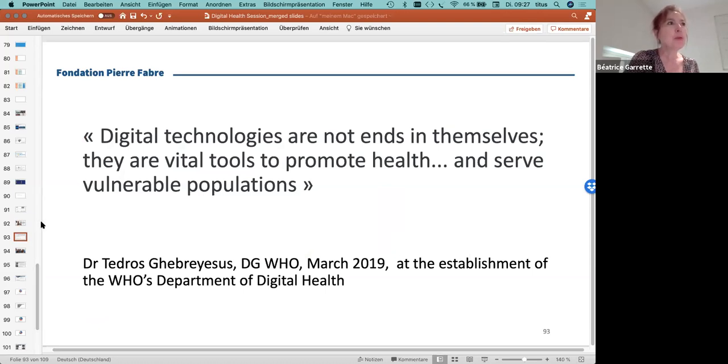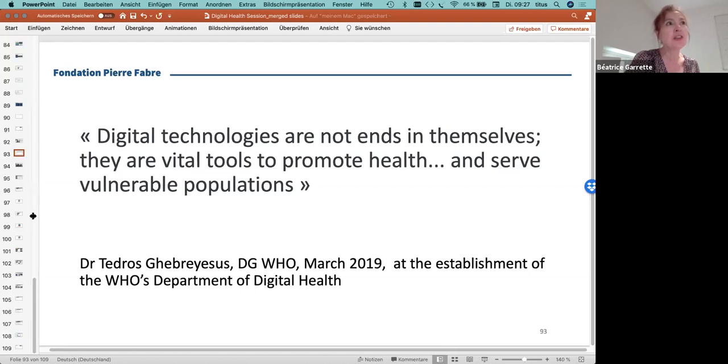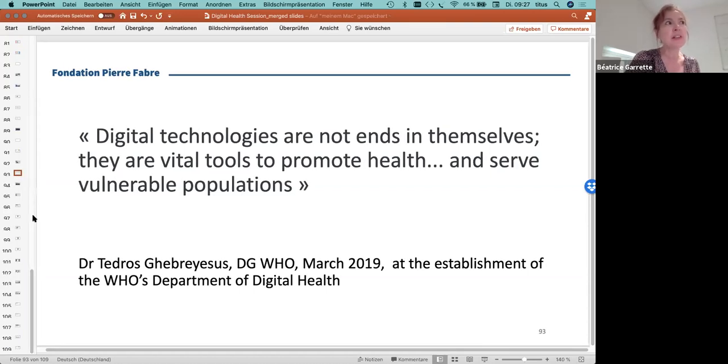Yes, in fact, I would like to quote Dr. Tedros. So what about digital technologies? They are not an end in themselves. They are vital tools to promote health and serve vulnerable populations. And that's the reason why we've been investigating how ICT could help us achieve our mission.